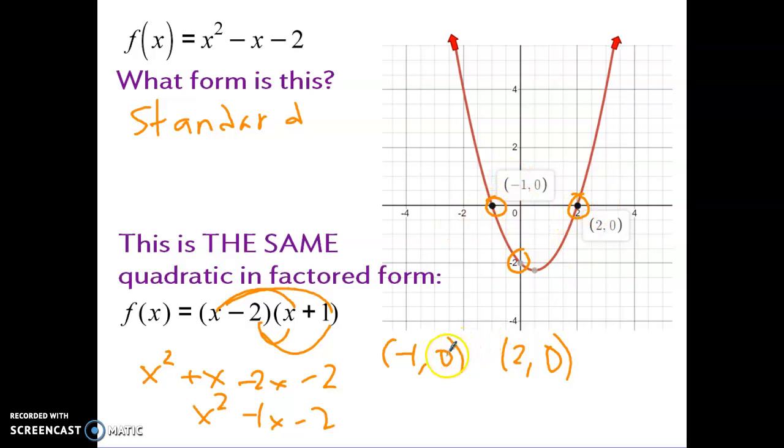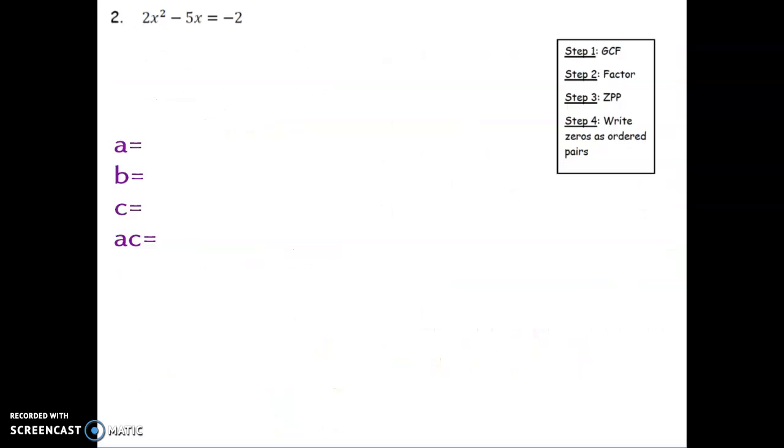And you remember on the x-intercept, the y-coordinate is a 0. All right, let's do another one. Let's do this one. So this one automatically looks different because if you look back at that first one, it was equal to 0, and this one is equal to -2. So every time I solve a quadratic, the first thing I'm going to do is make that equal to 0.